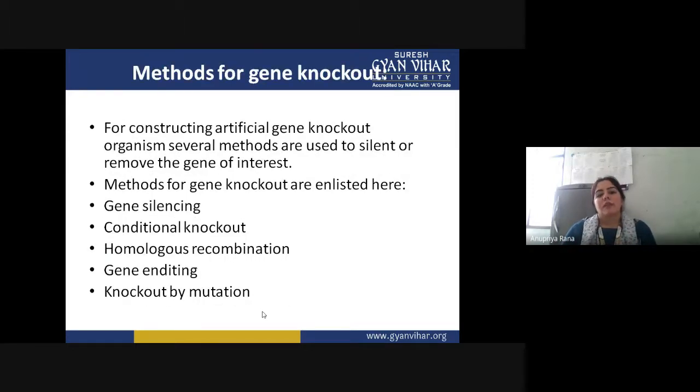Now, there are several other methods which can be used for gene knockout, like gene silencing, conditional knockout, homologous recombination, gene editing, and knockout by mutation. These can be used for knocking out a particular kind of gene from the organism.